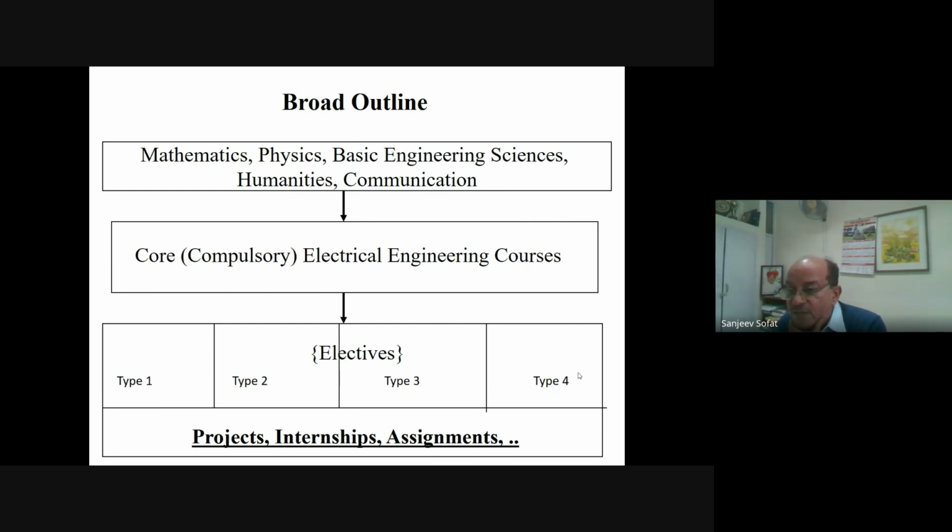Then Dr. Ranga says basic engineering is basic electrical engineering. Then core is power system, high voltage engineering, and electives are industrial electronics, mechatronics. And how about your project internship and other things, Dr. Ranga?